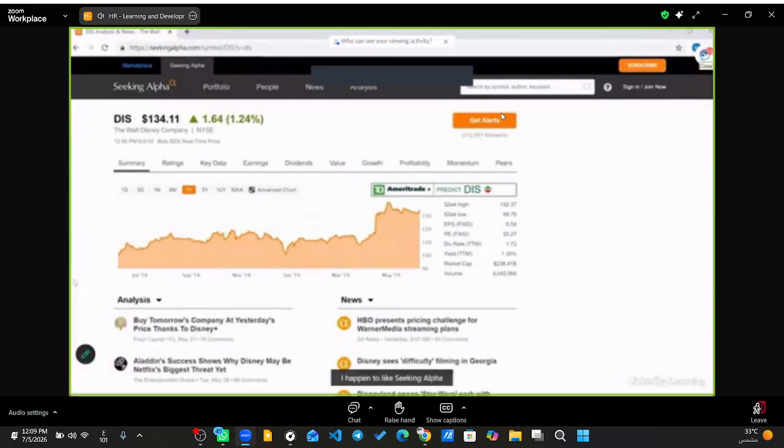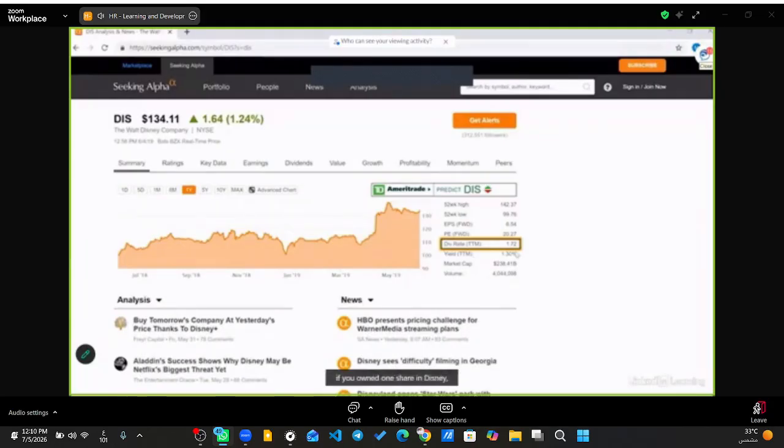I happen to like Seeking Alpha because it puts all the information in a single, easy-to-access place. In the case of Disney, one thing to note is that the stock pays what's called a dividend. This dividend, shown here, is the amount of cash that shareholders get back from the company every year in profit. In the case of Disney, it's $1.72 paid out over the last 12 months.